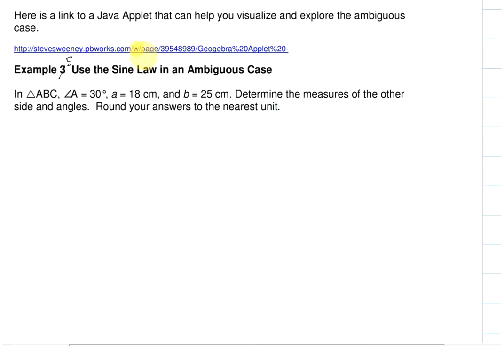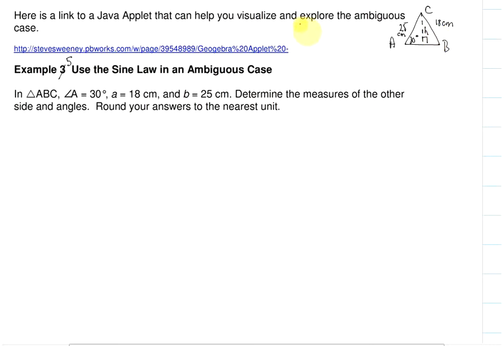Okay, so when you're working on these questions, the first thing that you really should do is determine whether it really is the ambiguous case or not. So I'm just going to do a little sketch over here of the triangle A, B, and C, where angle A is 30 degrees and B is 25 centimeters and A is 18 centimeters. And remember, we need to know what the height is if we're going to determine whether it will result in 0 solutions, 1 solution, or 2 solutions.